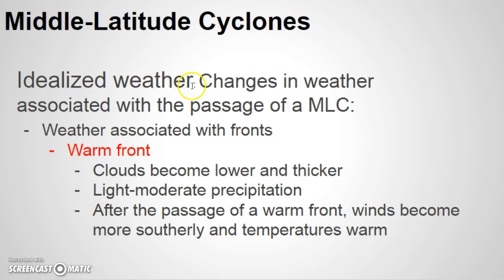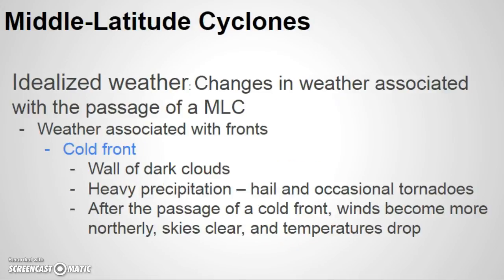So the idealized weather, the changes in weather associated with the passage of a mid-latitude cyclone. For the warm front, clouds become lower and thicker. There's light to moderate precipitation. And after the passage of the warm front, the winds become more southerly and temperatures warm. They increase, right? If warm air is moving in, the southerly breeze and the warmer temperatures should make sense.